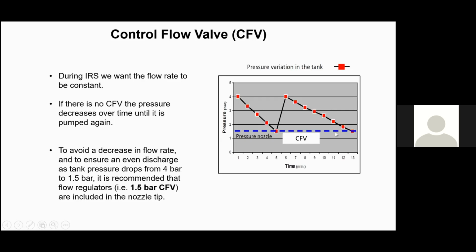That helps us to maintain a constant pressure of spraying insecticide suspension, and that is advantageous because it prevents a decrease in flow rate and ensures an even discharge as tank pressure drops from 4 bar to 1.5 bar. It is recommended that flow regulators 1.5 CFV, that is red CFV, are included in the nozzle tip in our IRS program.